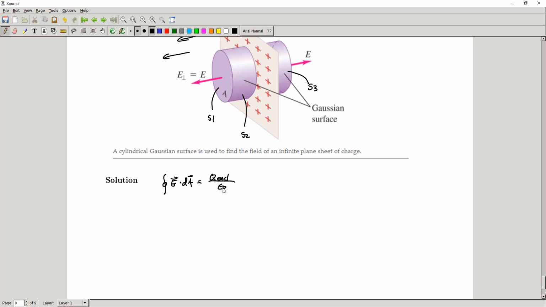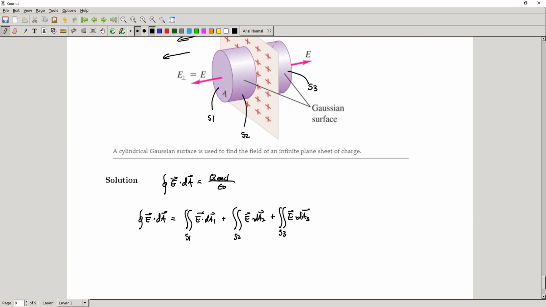Okay, so this is from Gauss's law, and again, we just want to break up this integral. So we know that we can write this integral around the closed surface as the following. This is going to end up being the double integral over surface 1, E dot dA1, plus the double integral around surface 2, E dot dA2, plus the integral over surface 3, E dot dA3.